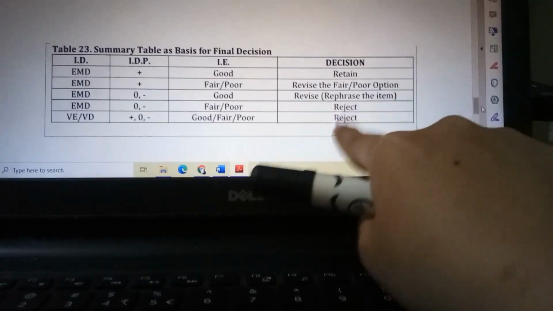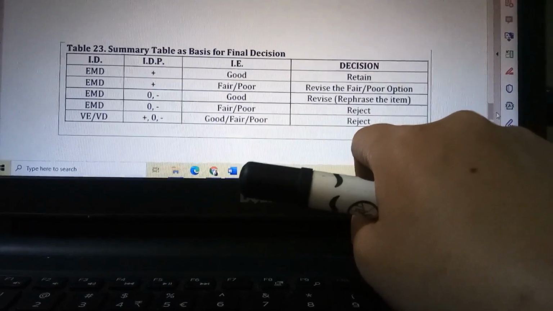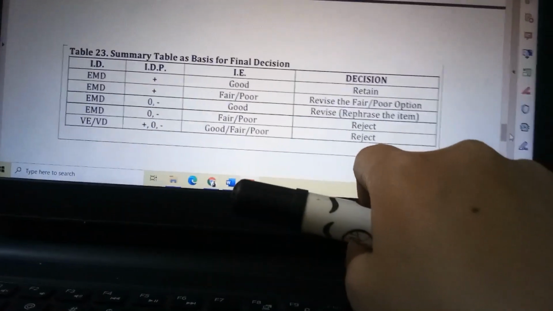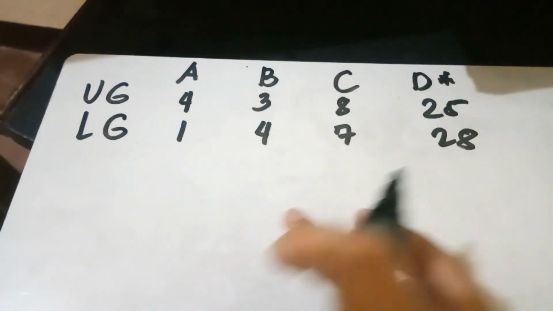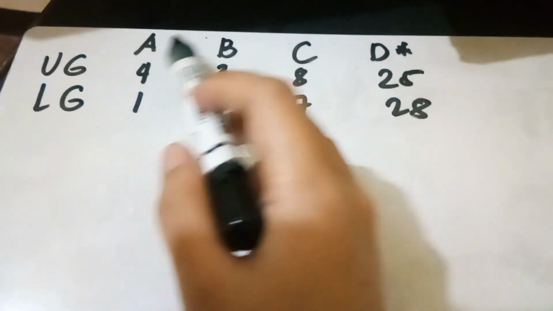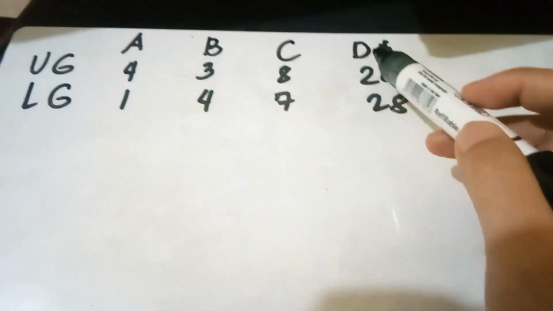Rephrase, sorry, or you're going to reject it. Okay? That's how. Okay, now let's have one more example. So for example, you have this particular table. Options A, B, C, D; this is the correct answer.